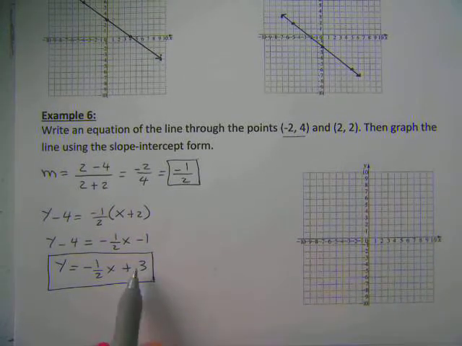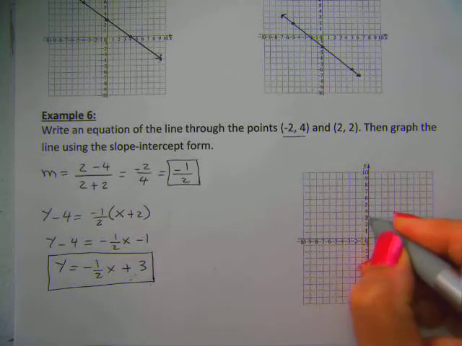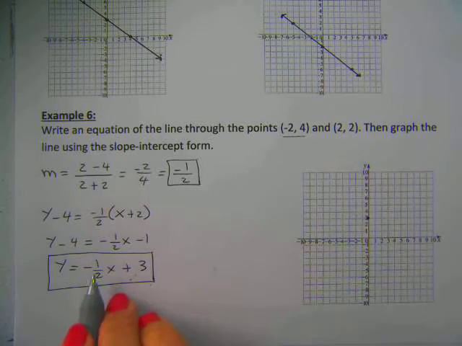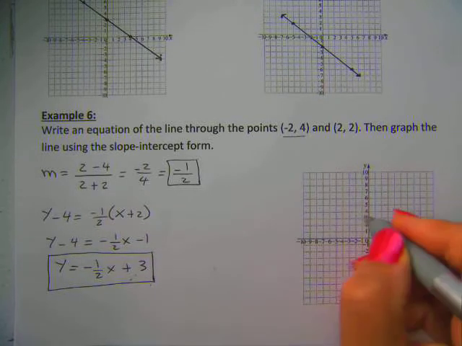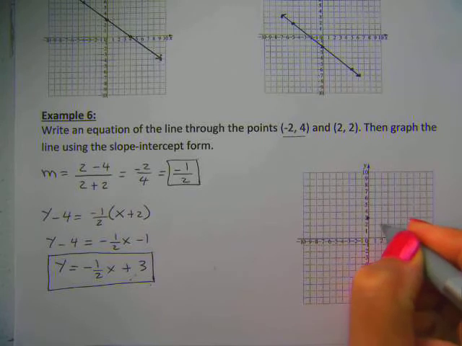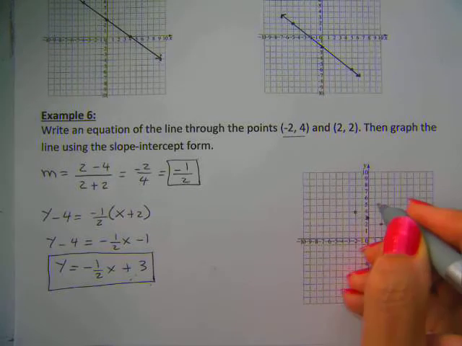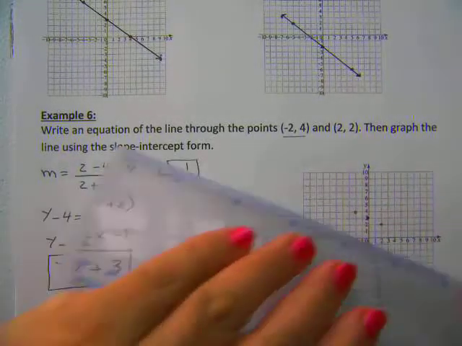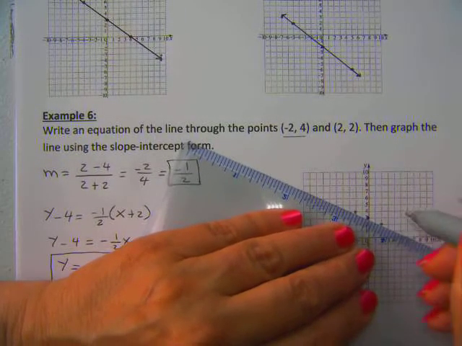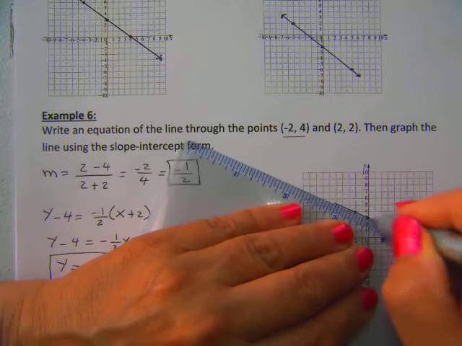Then it says use it to graph. So we're going to start with the y-intercept, which is 3. And the slope is negative 1 over 2. So we can go down by 1, right by 2, or up by 1 and left by 2. And now we have the following line.